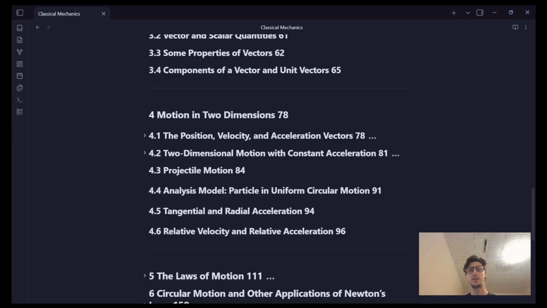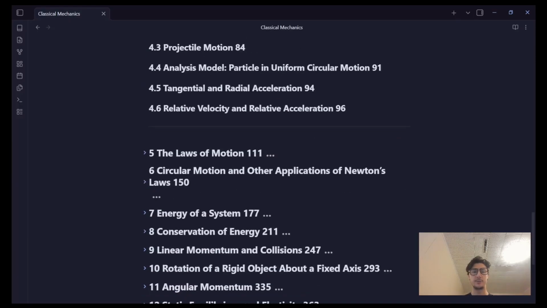The position, velocity, and acceleration vectors, two-dimensional motion with constant acceleration, projectile motion, analysis model: particle in uniform circular motion, tangential and radial acceleration, relative velocity, and relative acceleration.